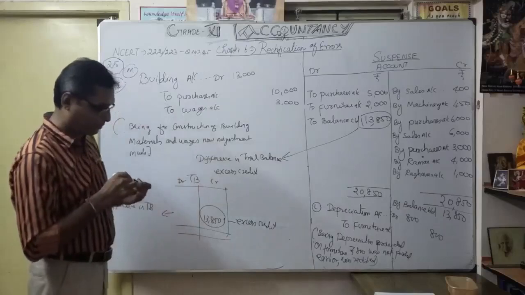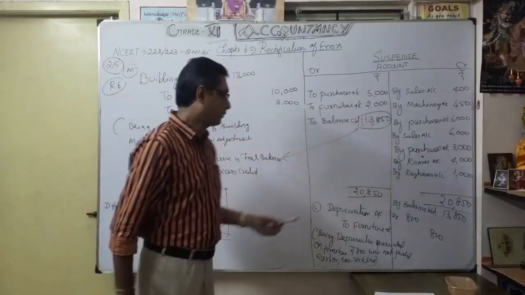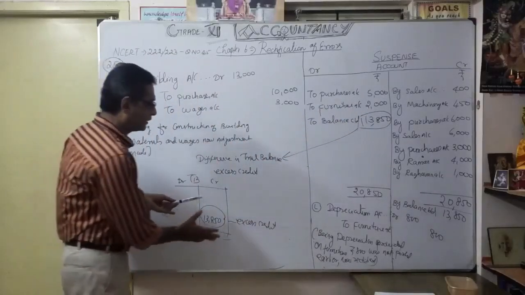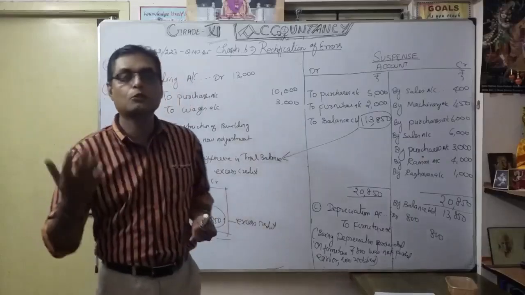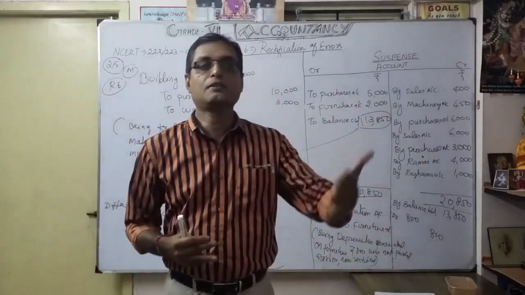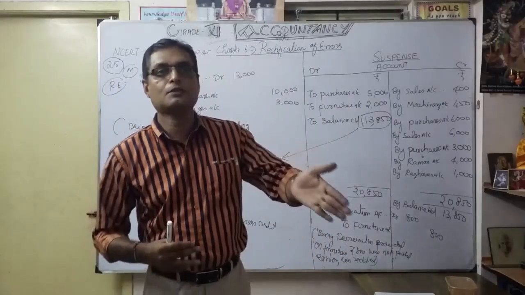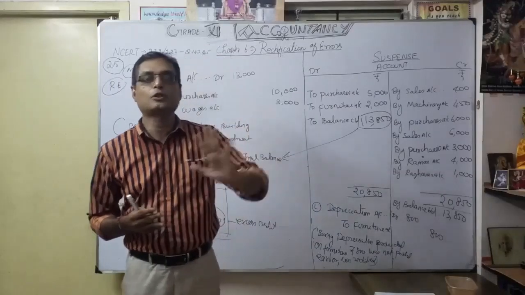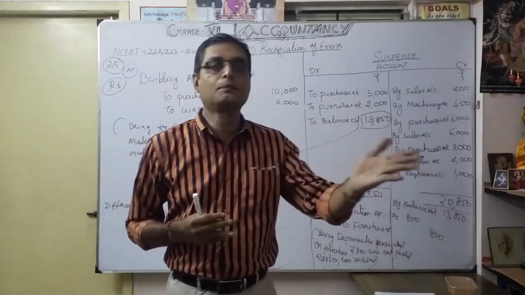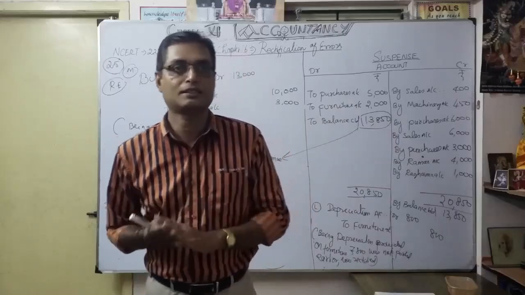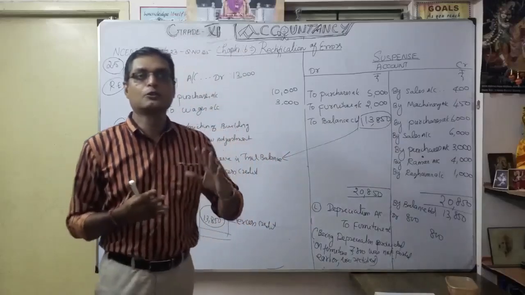That's why we are preparing the suspense account, to find out the excess credit. Suppose we are unable to locate this 13,850, you know very well now where to show it in your balance sheet. Whatever debit balance, you show on the asset side; whatever credit balance, on the liability side.